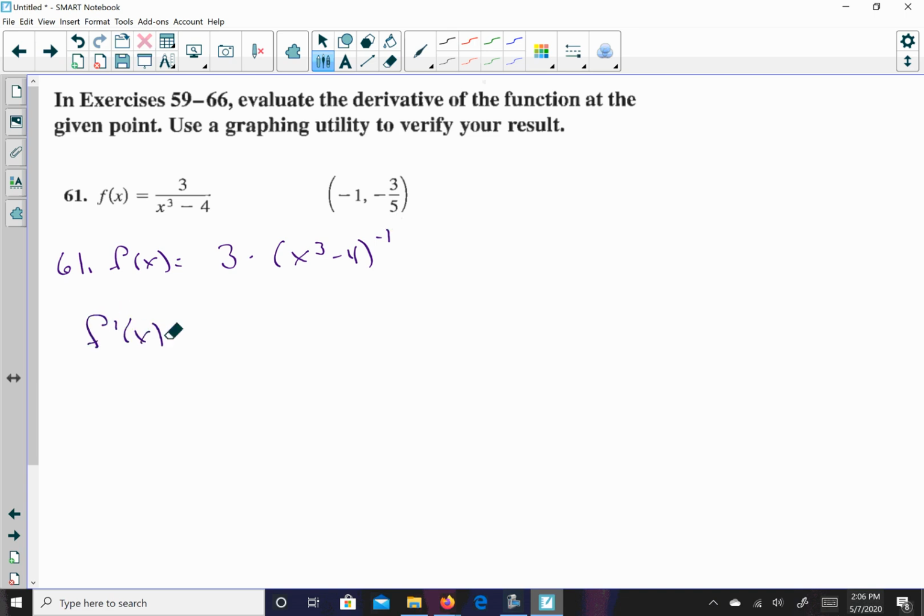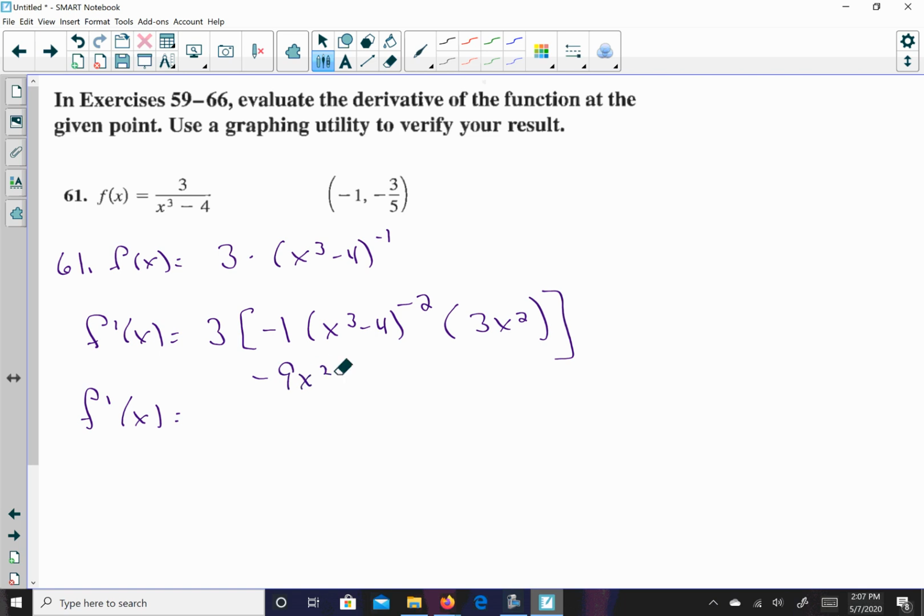So when I take the derivative of this, that 3 is just out there for the ride. Negative 1 comes out front. X to the third minus 4. Reduce this power by 1, so this will be to the negative 2 power. And then multiply by the derivative of what's inside, so this will be 3x squared. Now when I clean it up, 3 times the negative 1 times 3, so this will be negative 9x squared all over my denominator, which is x to the third minus 4, that whole thing squared.